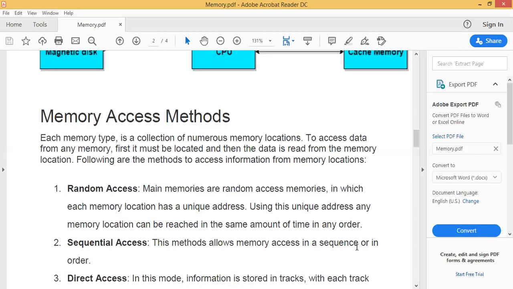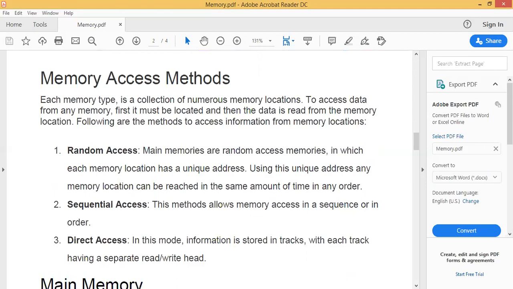Number one is random access. Main memories are random access memories in which each memory location has a unique address. Using these unique addresses, any memory location can be reached in the same amount of time in any order. In case of sequential access, this method allows memory access in a sequence or in order. And in case of direct access, in this mode, information is stored in tracks with each track having a separate read-write head.